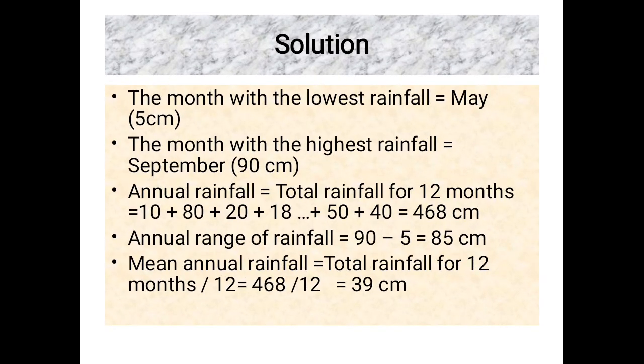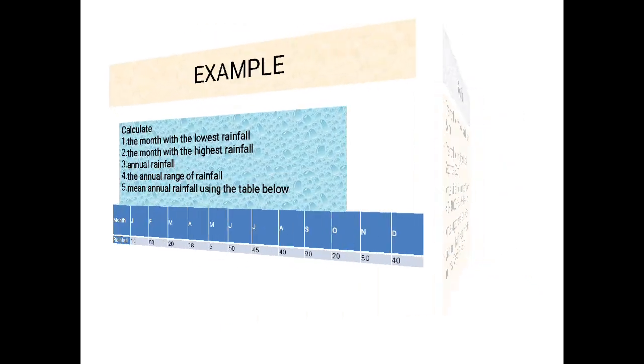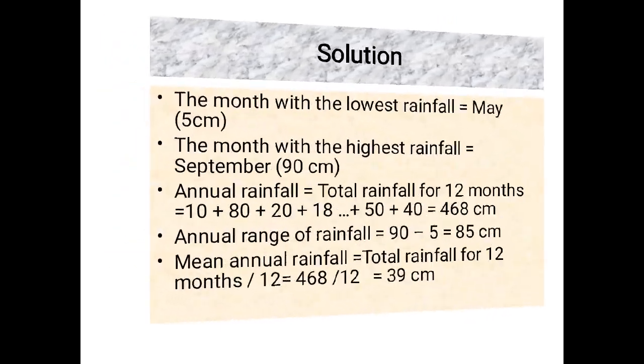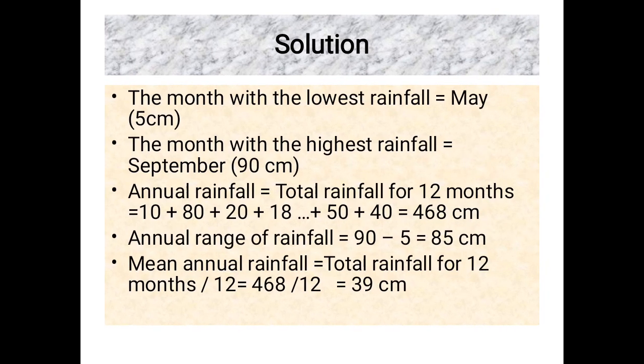The number 1 question asks for the month with the lowest rainfall. The month with the lowest rainfall here is May, which is 5. So the answer is 5 centimeters. Then the month with the highest rainfall is September, which is 90 centimeters.